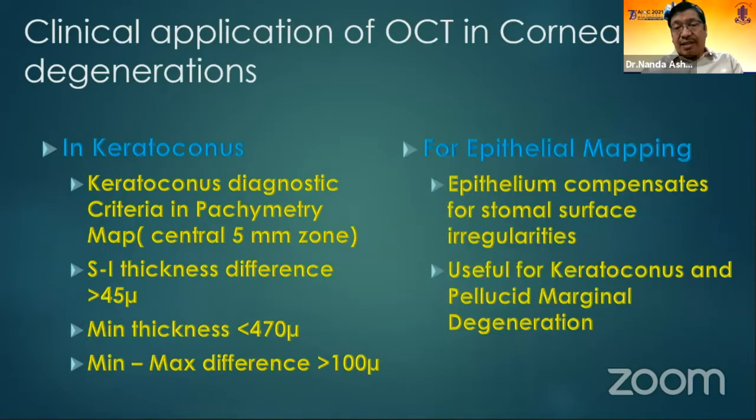Certain high-resolution anterior segment OCTs can give epithelial mapping, and epithelial mapping can be a precursor for certain marginal degenerations like pellucid marginal degeneration and keratoconus.